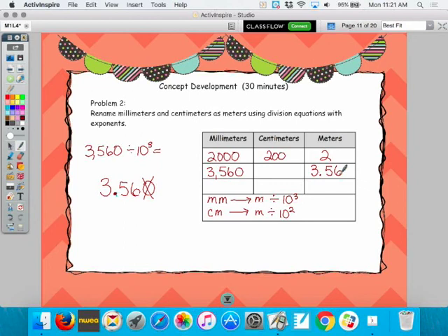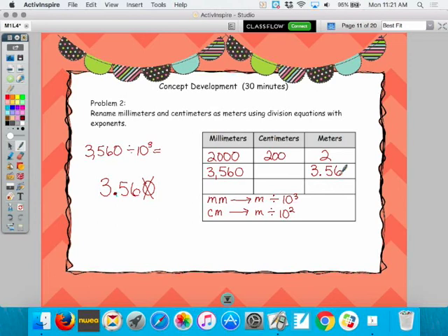Now, let's see if that makes sense. If I have 3,000 divided by 1,000, what's my answer going to be? 3, right? 3,000 divided by 1,000 equals 3. Am I pretty close to the whole number of 3? Yes. I am. About 3.5 is what it is.